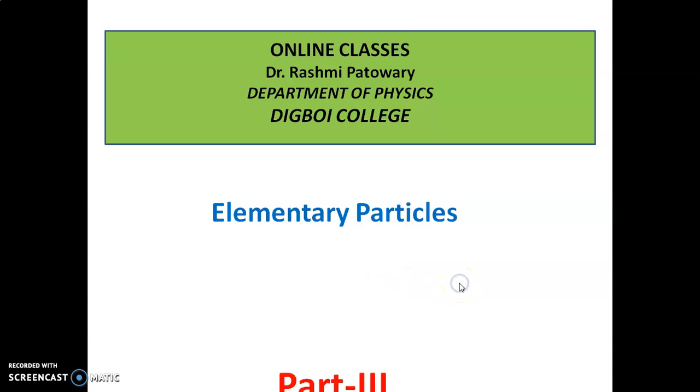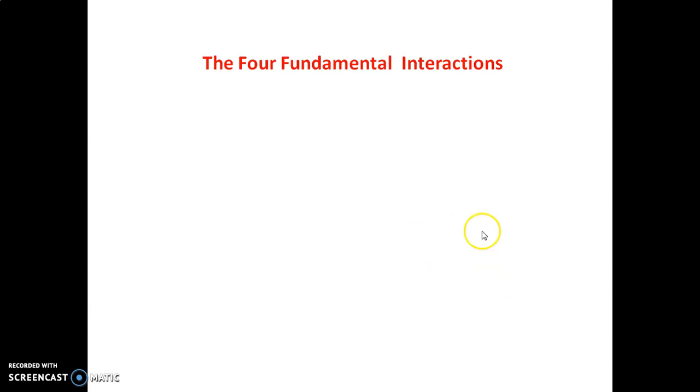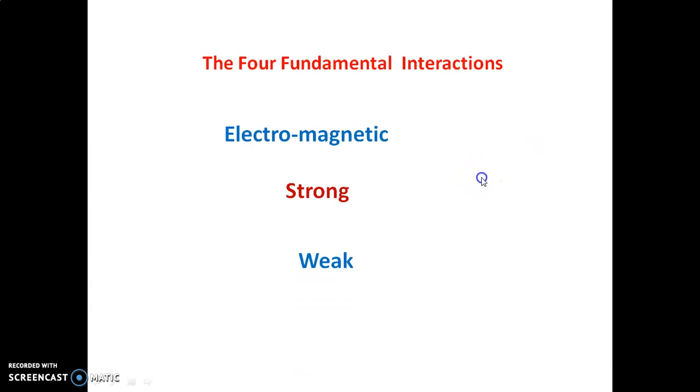Students, welcome to part 3 of elementary particle physics. We have been looking at the 4 fundamental interactions in nature, the 4 fundamental forces which can act on elementary particles. They were the electromagnetic, the strong nuclear force, the weak nuclear force, and the gravitational force.